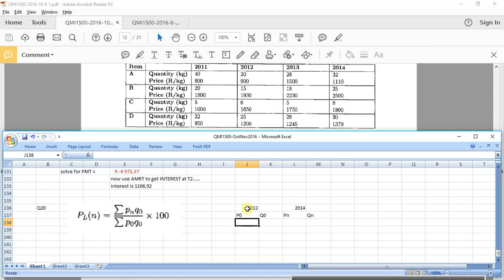So 2012, quantity was 30. Price was 900. Price here was 1930. Quantity here was 15. Price here was 1650. Quantity here was 6. For D, price is 1200.